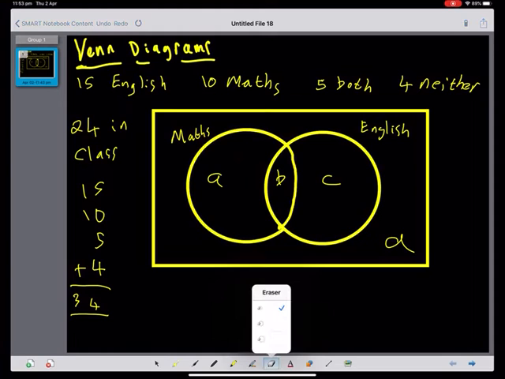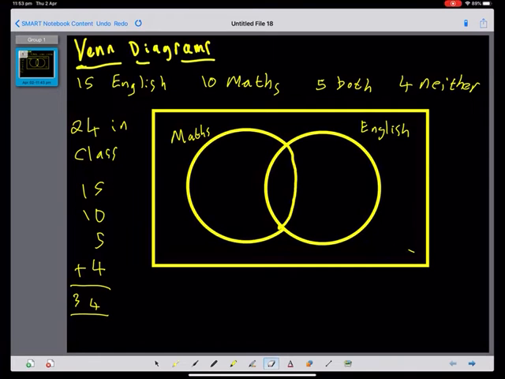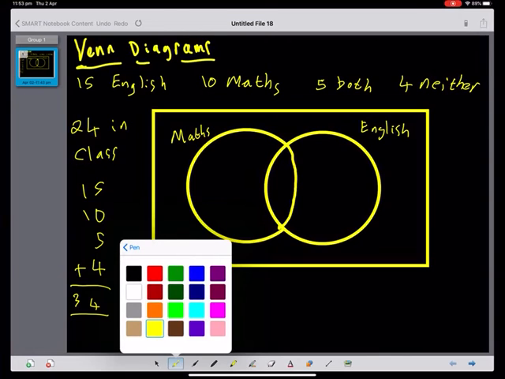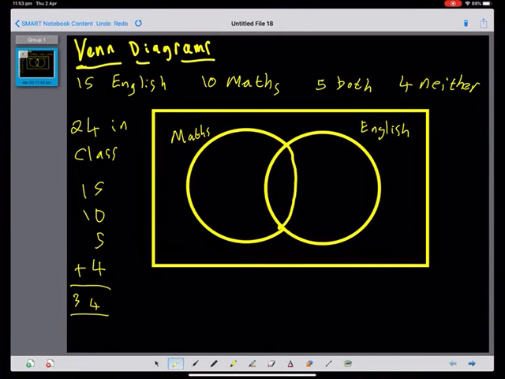Okay, now this is a really common error which people make. So we know that the neither is definitely going to be outside. So the 4 is going to be outside. We know that 5 do both. And we've got the maths here, 10. And we've got the English here, which is 15.